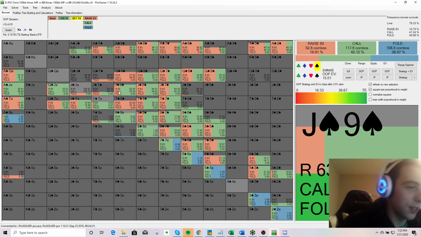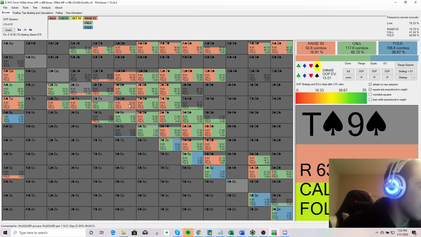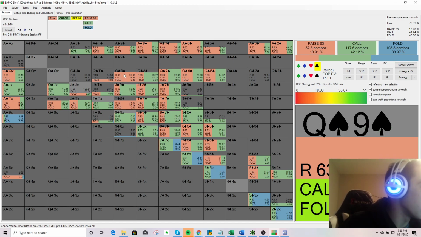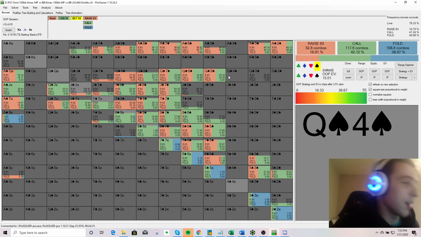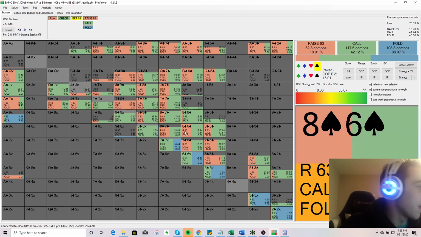Jack 9 not doing much raising. Spades, I raise these at a very high frequency from the pair and flush draw hands. 10-9 combo draw 100% frequency. Queen 9 100% frequency. Ace 9 very high frequency. So a lot of the ace high draws raising at almost 100% frequency here. Some of these lower draws are getting in there.